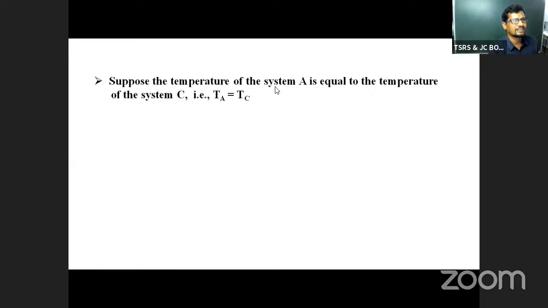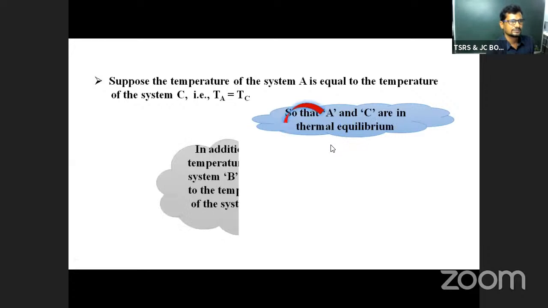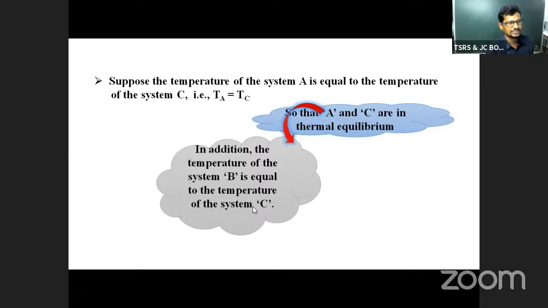Suppose, for example, the temperature of system A is equal to the temperature of system C, because just before we assumed A and C are in thermal equilibrium. Means A and C are in thermal equilibrium. In addition, the temperature of system B is equal to the temperature of C, because A and B are in thermal equilibrium separately with C, not with each other.